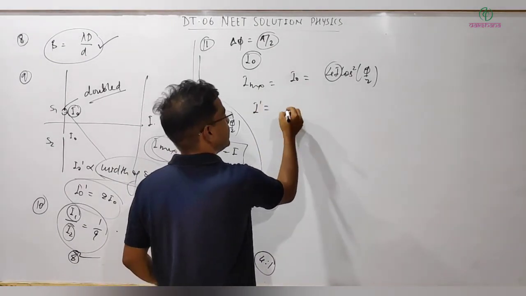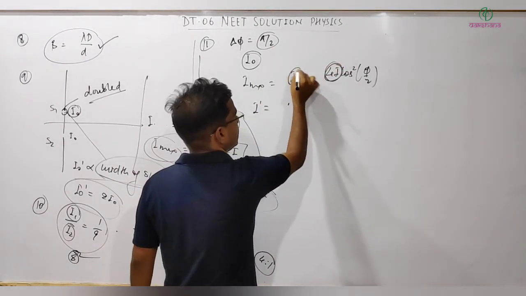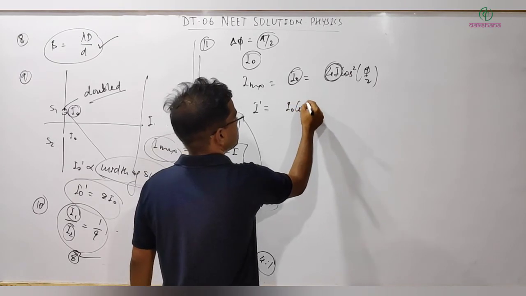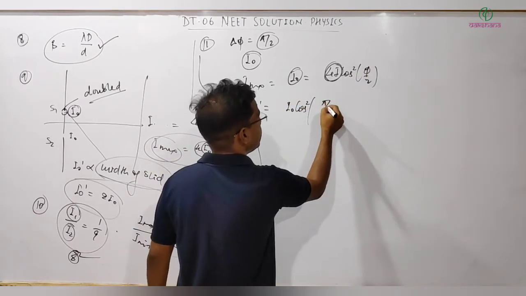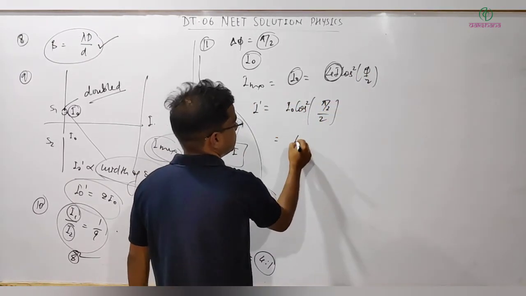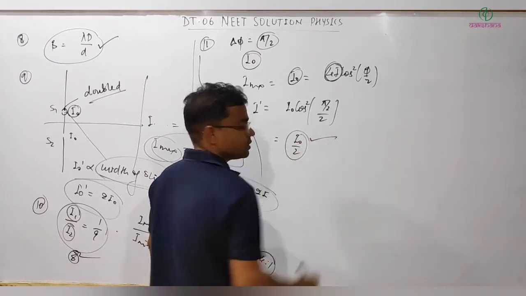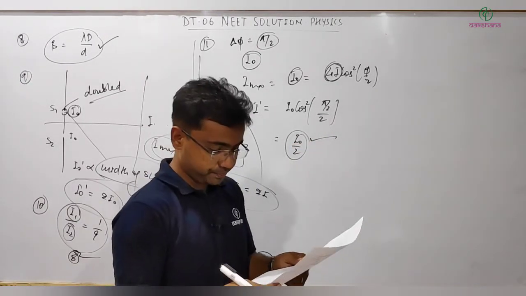So I prime, I will write it's basically this quantity will be I naught, so it's I naught into cos square of phi by 2, with phi equal to pi by 2 divided by 2, and that comes out to be I naught by 2. That's your answer for question number 11.